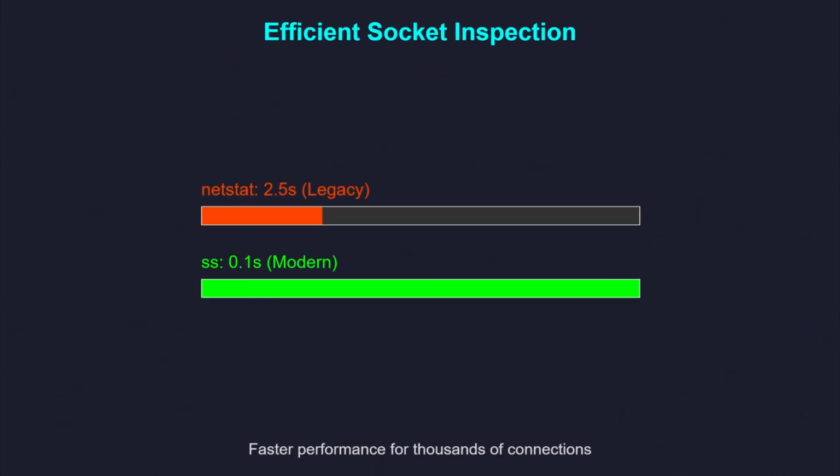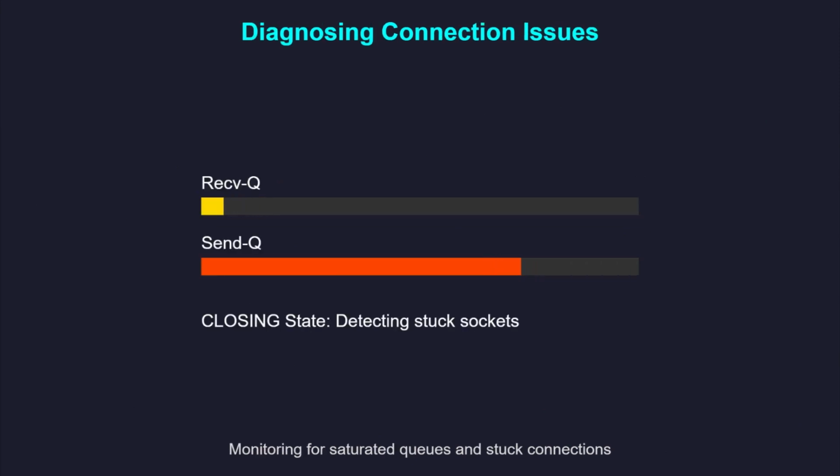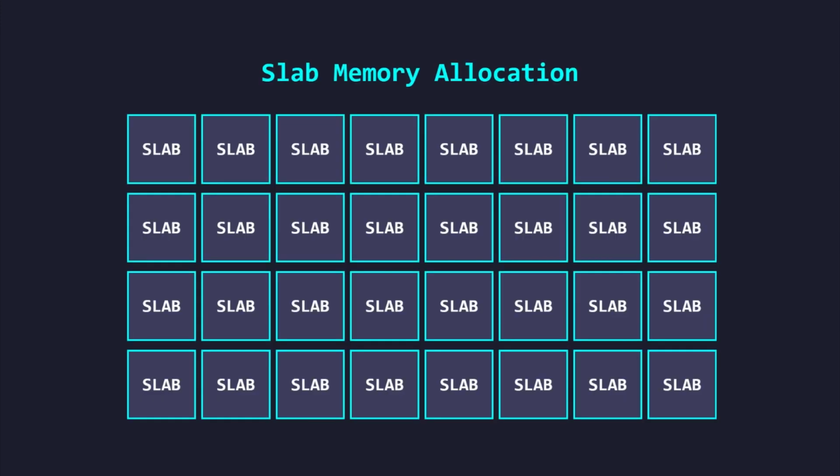Monitor your system in real time using tools like the socket statistics command, also known as SS. This tool is much faster than the old netstat for inspecting the state of millions of sockets. Use it to check for queues that are filling up or connections stuck in closing states.